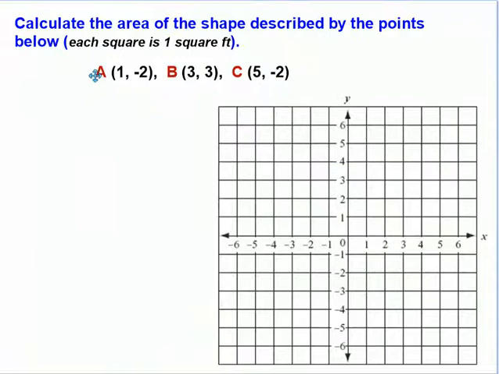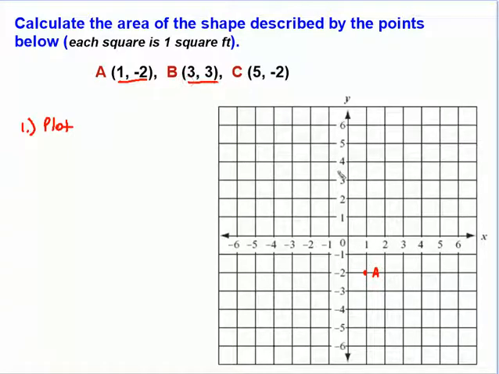Okay, let's do one more example. We're going to calculate the area of the shape described by the points below. Here we're given some points, we need to calculate the area. So we're going to begin, first of all, by plotting the points. Starting here, A is at 1 on the x-axis, and then -2 on the y-axis. So this is point A right here.